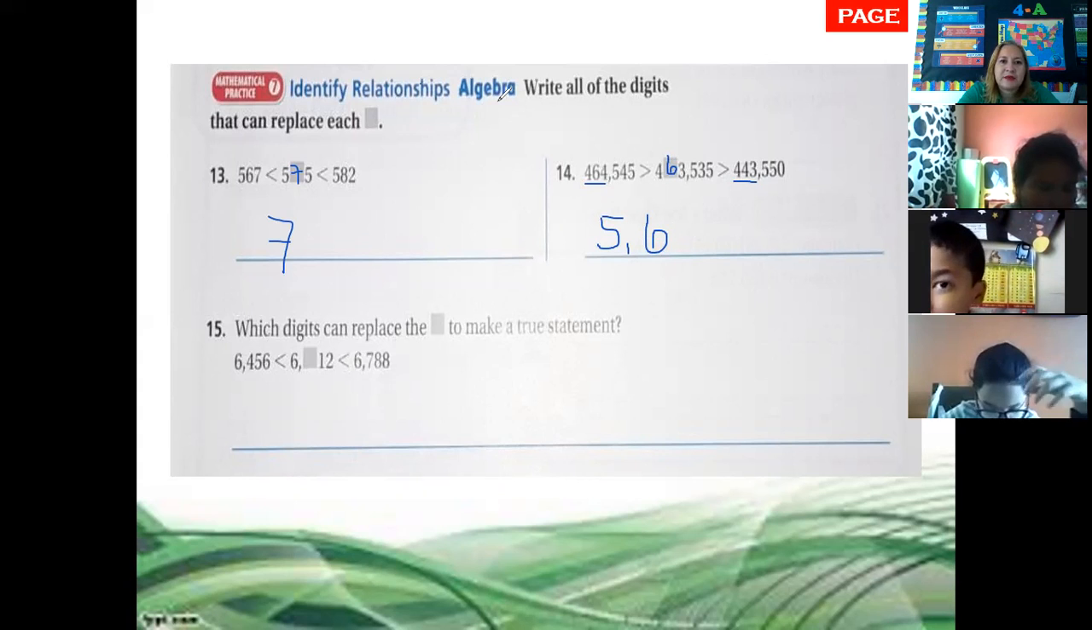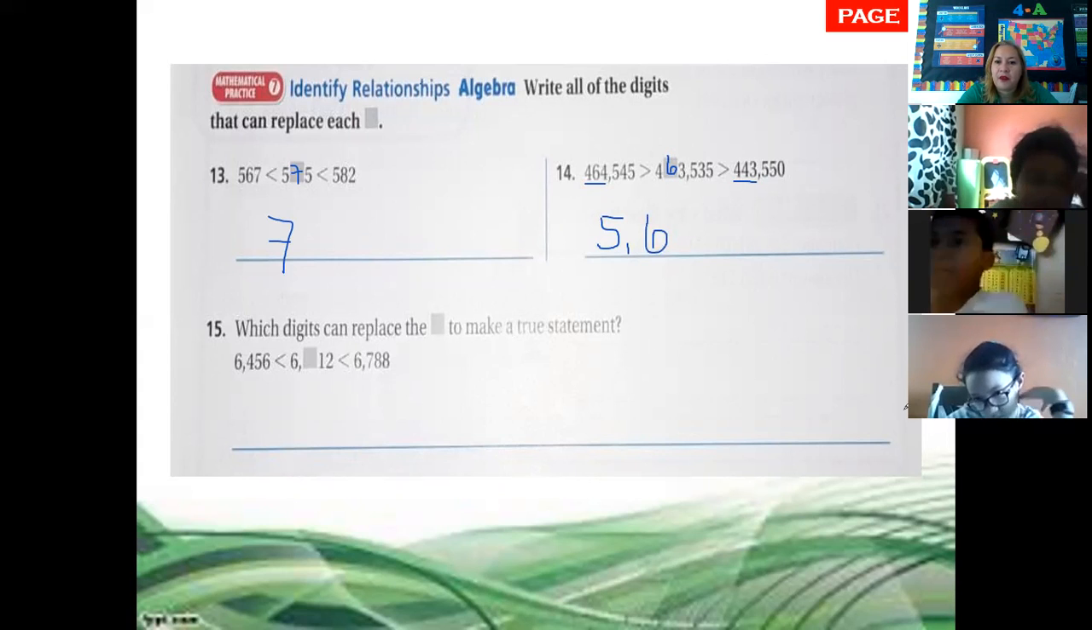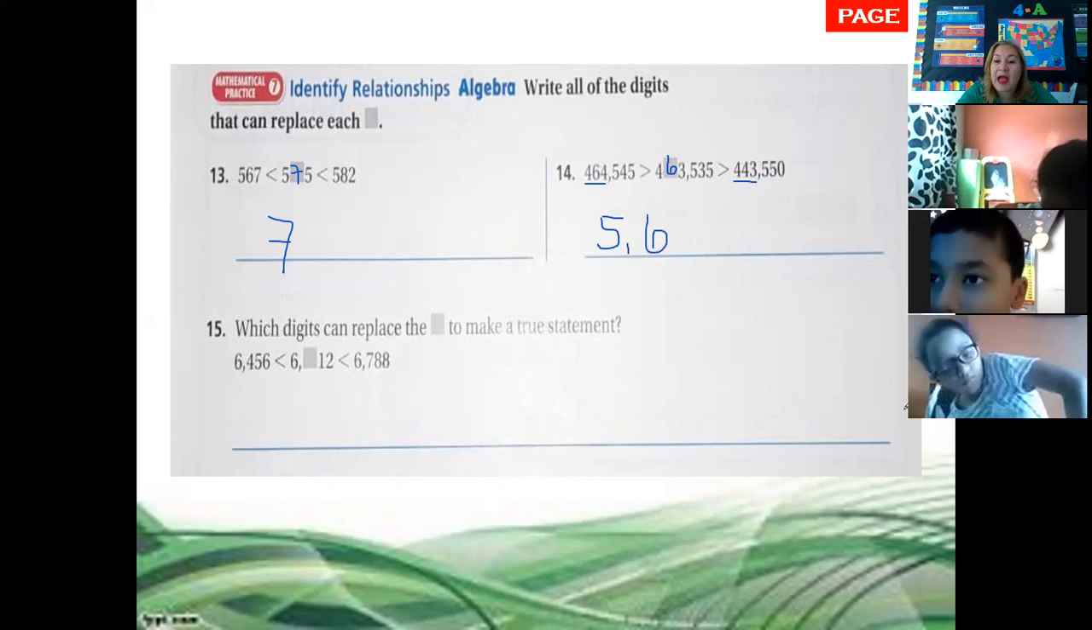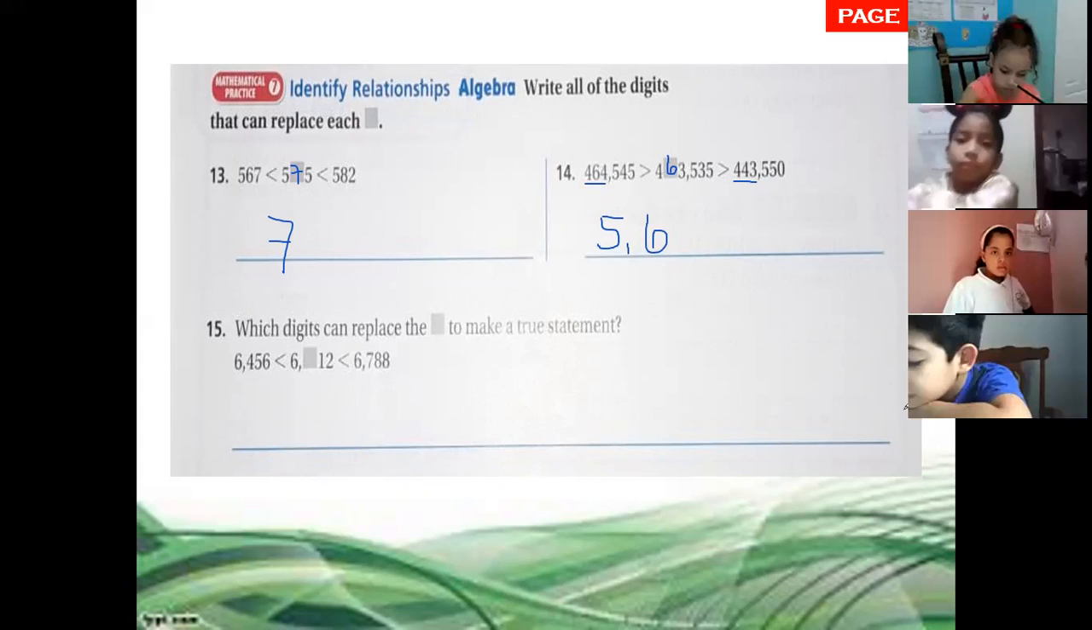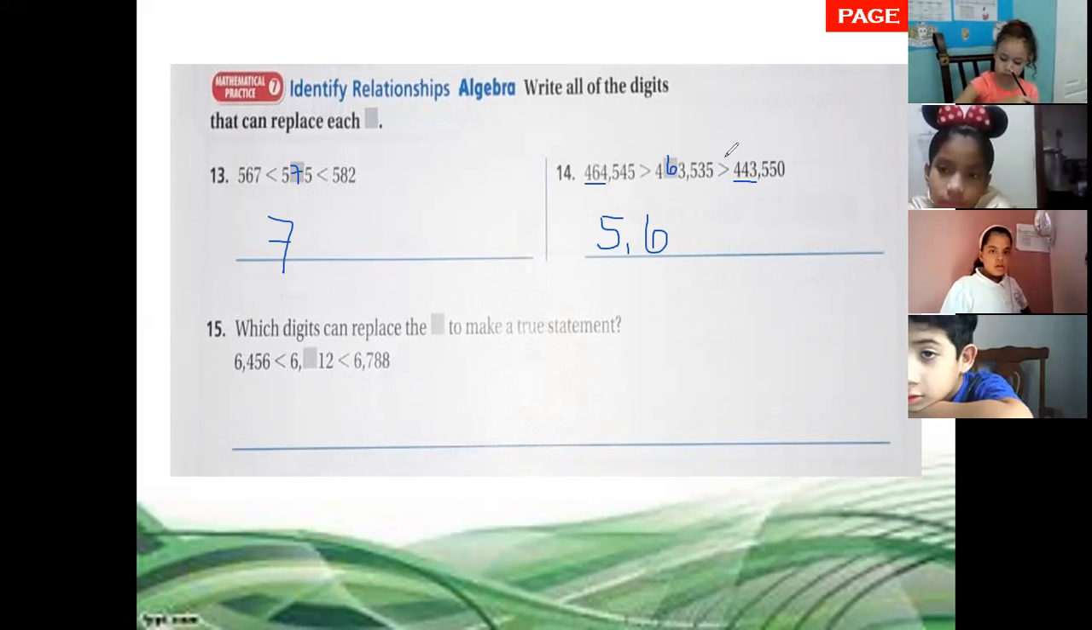Now, exercise 15. Which digits can replace the space to make a true statement? Okay, we're going to do the same here.